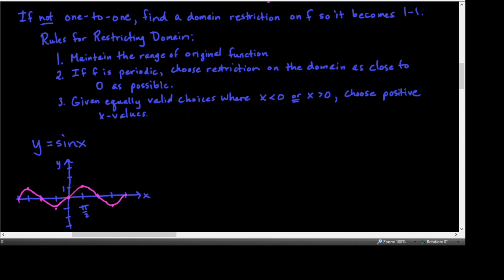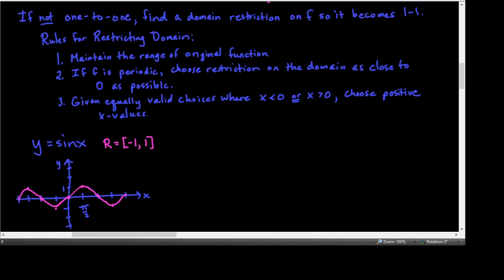So we need to realize, well, what is that range? And of course, we go from a low of -1 to a high of 1. So could I, for example, go from pi over 2 to 3 pi over 2 and thereby keep all the y values from 1 all the way down to -1? Yes, that would work. Could I go from -3 pi over 2 to -pi over 2? Yes, that would work.